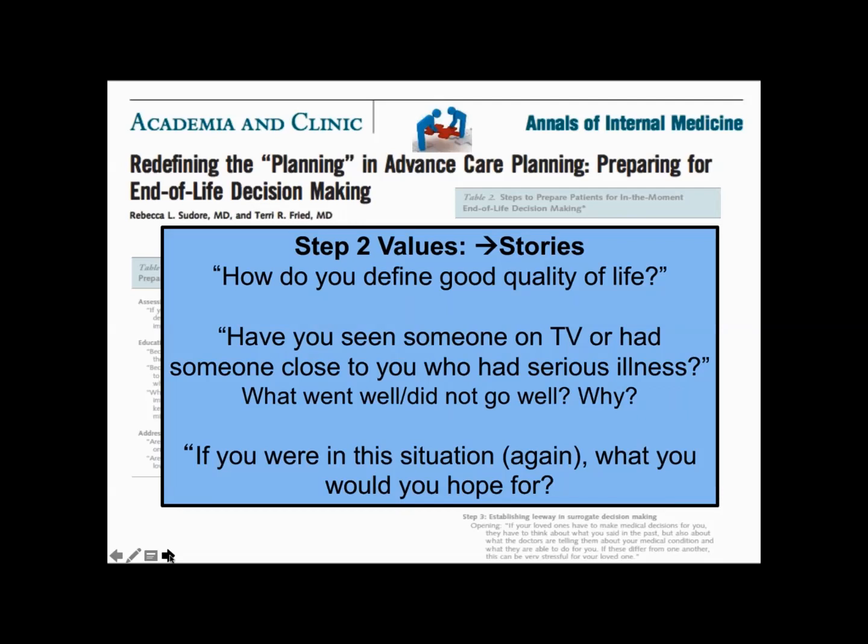Step 2, really focusing on stories. So how do you define good quality of life? What does that mean to you? Really focusing on the outcome. And then, have you seen someone on TV or had someone close to you who had serious illness or maybe have died? What went well or did not go well and why? And if you were in this situation, maybe it's their own situation, so in this situation again, what would you hope for?